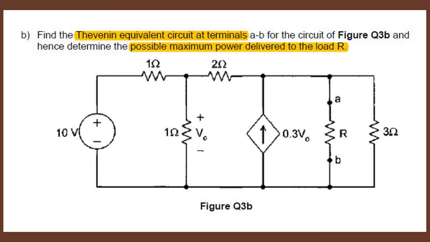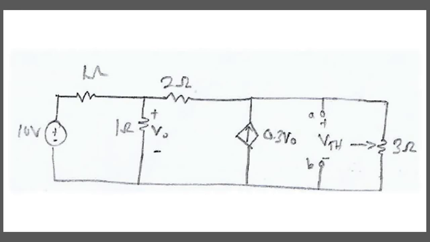Now for the next question, which is question B of question 3: find the Thevenin equivalent circuit at the terminal AB for the circuit of figure Q3b, and hence determine the possible maximum power delivered to the load R. From this question, it asks for the load R. Since it says Thevenin's theorem, we must take out the load that we want to learn about. So we take out the load R. It will become like this. Now we are left with this.